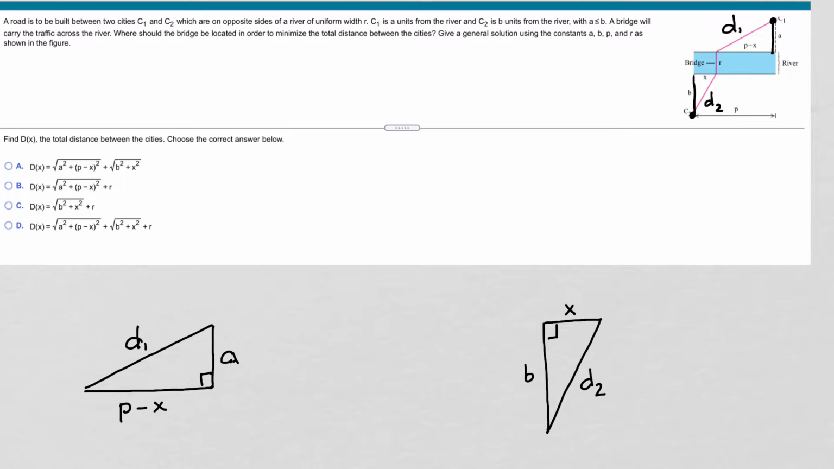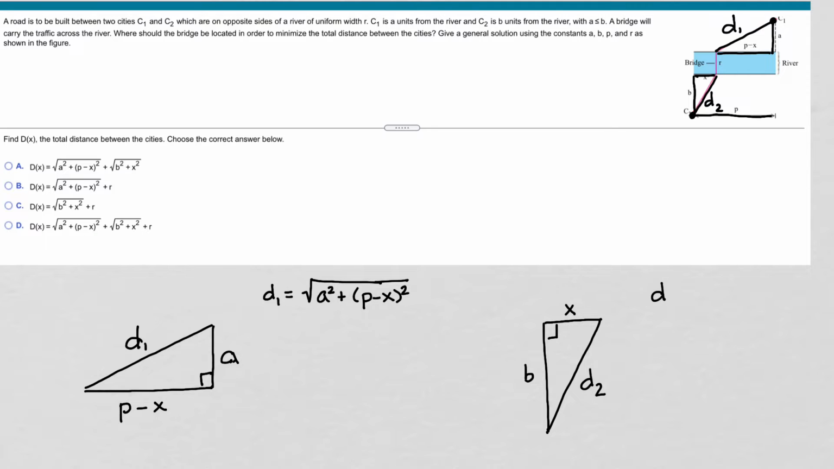So we want to give a general solution using the constants A, B, P, and R as given in the picture. So P is the distance between the cities, the horizontal distance there. And so what I've done is I've taken these triangles from the figure and I've reproduced them down here. So D1 is going to be our first distance that we calculate. And I'm going to use Pythagorean Theorem for that. So D1 is going to be the square root of A squared plus (P minus X) squared.